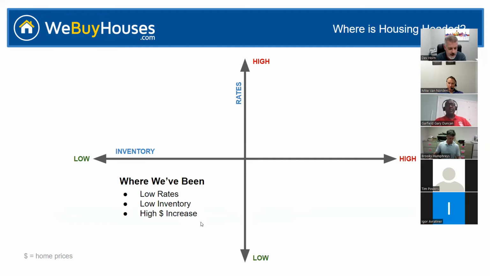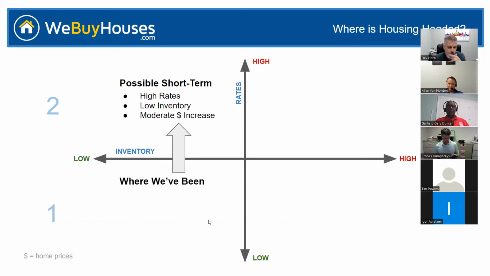So we were down here, in the low inventory, low rate world. And in that world, prices were just going up, going up, going up. There was cheap money and not enough houses, a lot of competition. Where are we headed? This is what scenario planning is used for. It's used to say, where might we be headed? Well, we might be headed to that quadrant. And in that quadrant, rates are high, but inventory is still low.